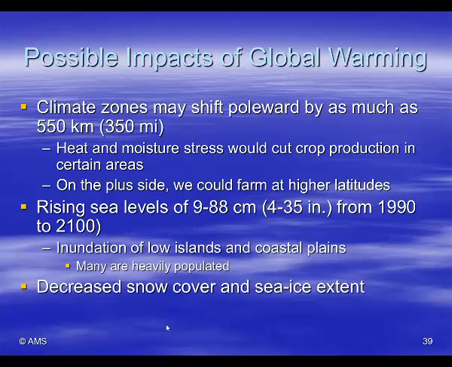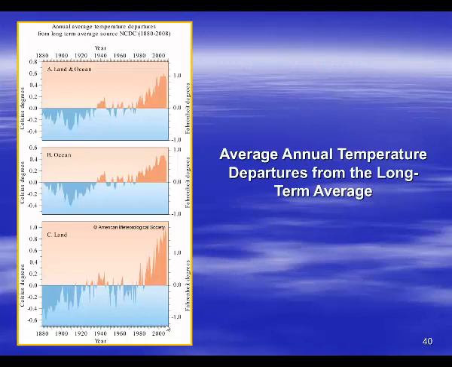We'd also see a decrease in snow cover and sea ice extent. Both of these things reflect very well. So the energy that's not reflected would be absorbed, and we'd have even more global warming. These graphs show the average annual temperature departures from the long-term average. We figured out what the average of the Earth should be from all the years we studied, and this shows the departure.